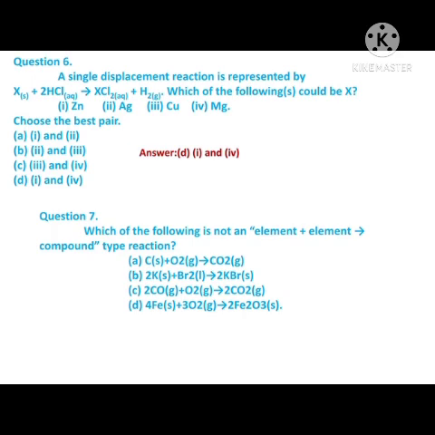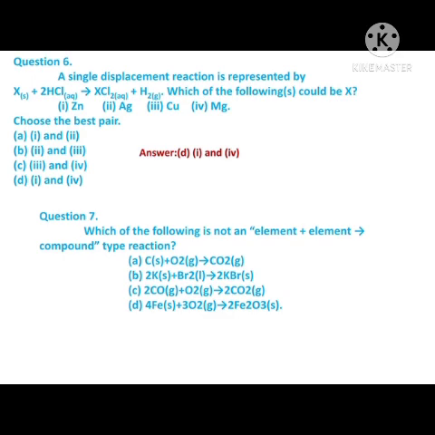Second one, potassium reacted with bromine to form potassium bromide. This is also an element; potassium, an element, reacted with bromine, that is also an element, to form a compound type reaction. Fourth one also gives an element gives compound type reaction. But the third one, option C, carbon monoxide plus oxygen gives carbon dioxide. This is not an element gives compound type reaction.